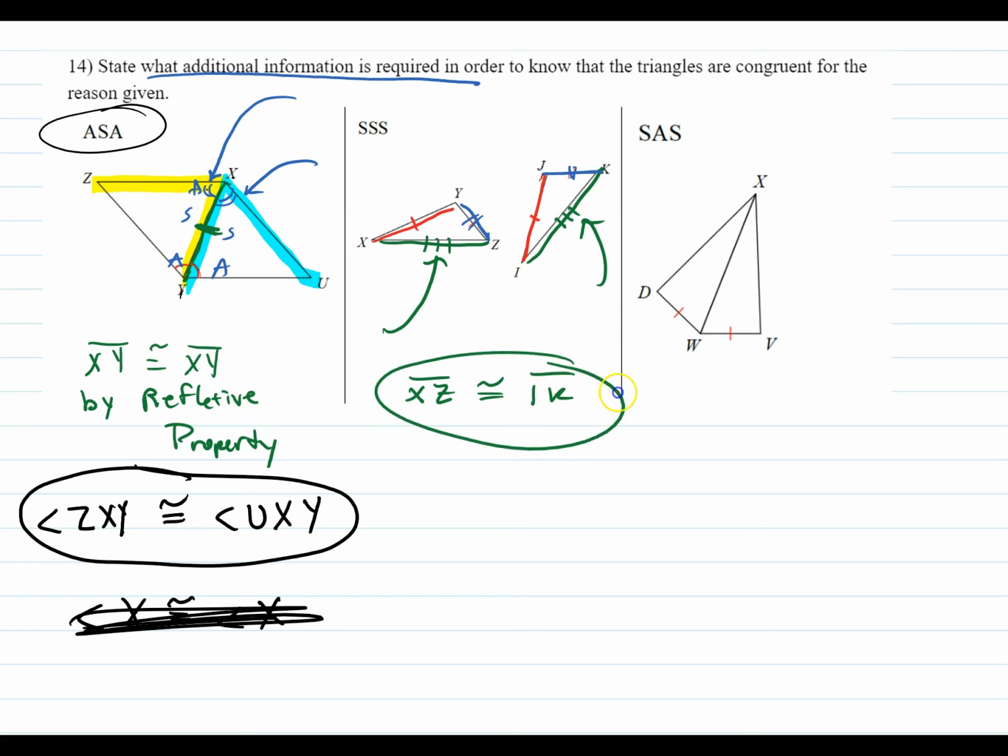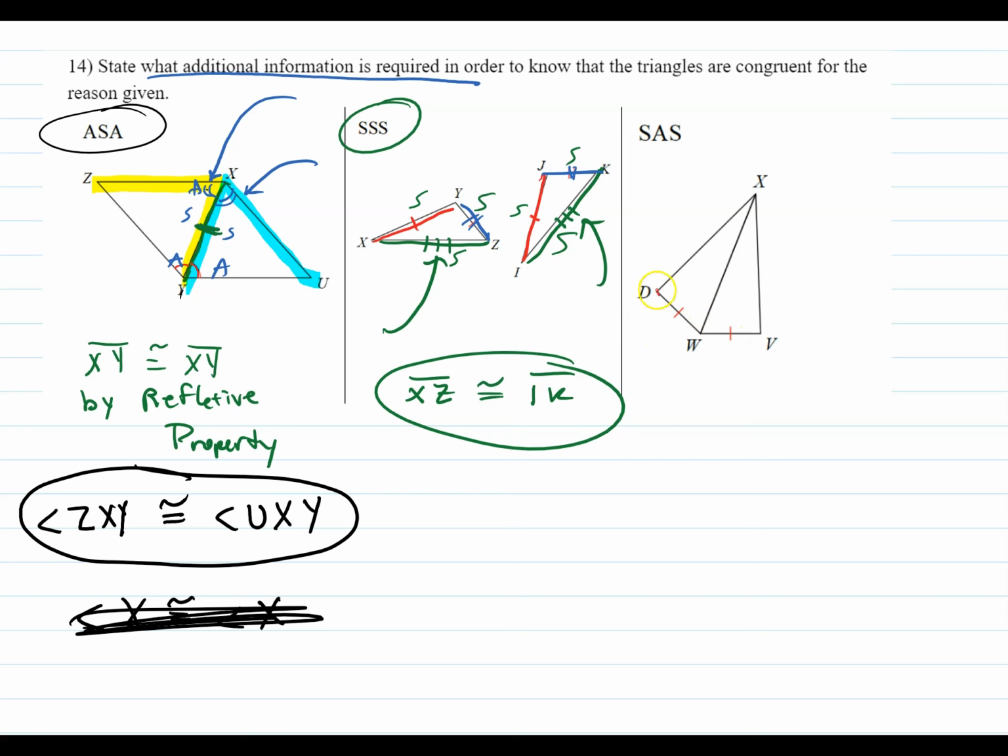Once I add that in, now I can use SSS because we have side, side, side corresponding between the two triangles. So it's all about what you have to add in yourself to be able to use the given postulate. Okay, last one for 14 anyways.